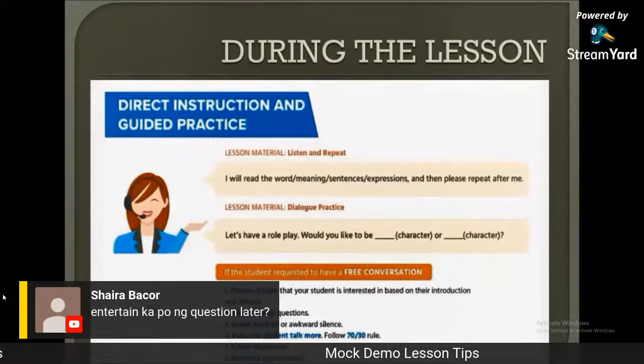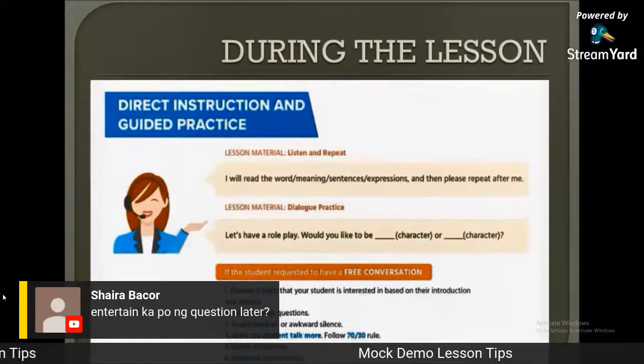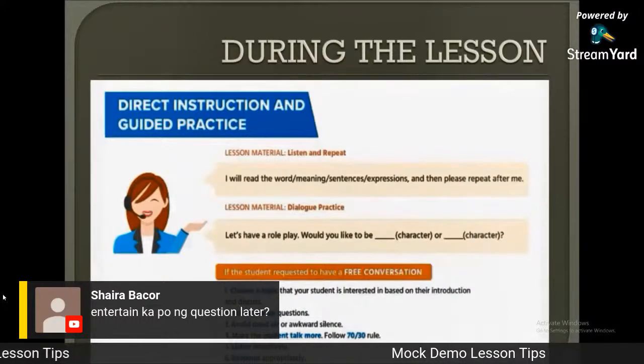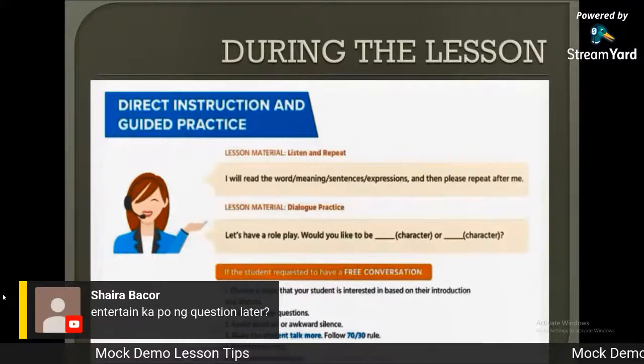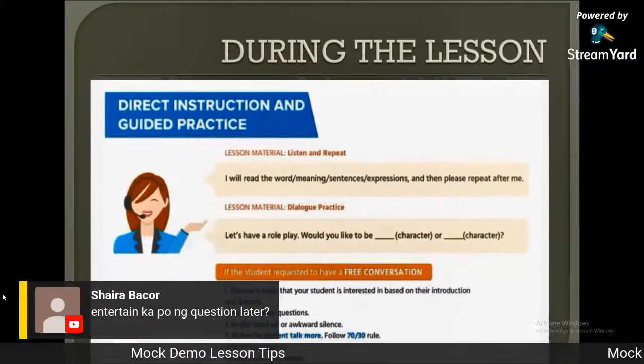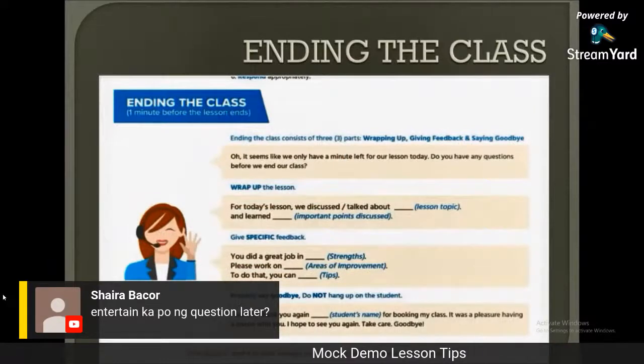Number 5, listen attentively, especially if your student is talking, so that you will be able to know what would be your next question. Number 6, respond appropriately. For you to communicate with your student well, you need to listen attentively and, of course, respond appropriately. Okay, now let's have the last part of the class flow.